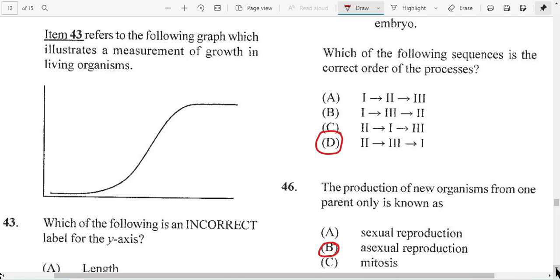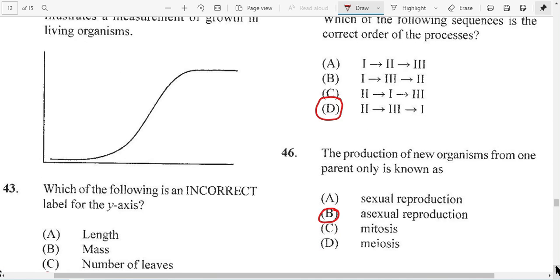43, this is pretty much a nice sigmoid growth curve, and it refers to the following graph, which illustrates measurement of growth in a living organism. Which of the following is an incorrect label for the y-axis? And of course, this is going to pull on your measurement and manipulation skill. If you looked at graphs, you'll be able to label this nicely. We have the y-axis over here, and on this side, we have the x-axis, and of course, it is increasing. You draw your arrow to show the directional increase.